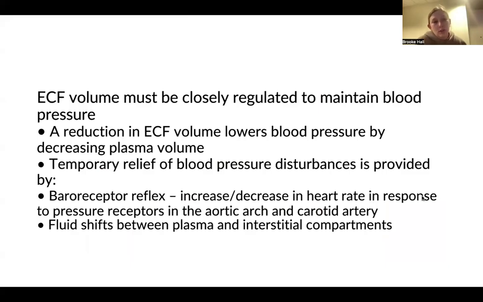So the extracellular fluid volume is most closely regulated to maintain blood pressure. A reduction in the extracellular fluid volume lowers blood pressure by decreasing plasma volume. Temporary relief of blood pressure disturbances is provided by the baroreceptor reflex, which increases or decreases heart rate in response to pressure receptors in the aortic arch and the carotid artery, and fluid shifts between plasma and interstitial compartments.